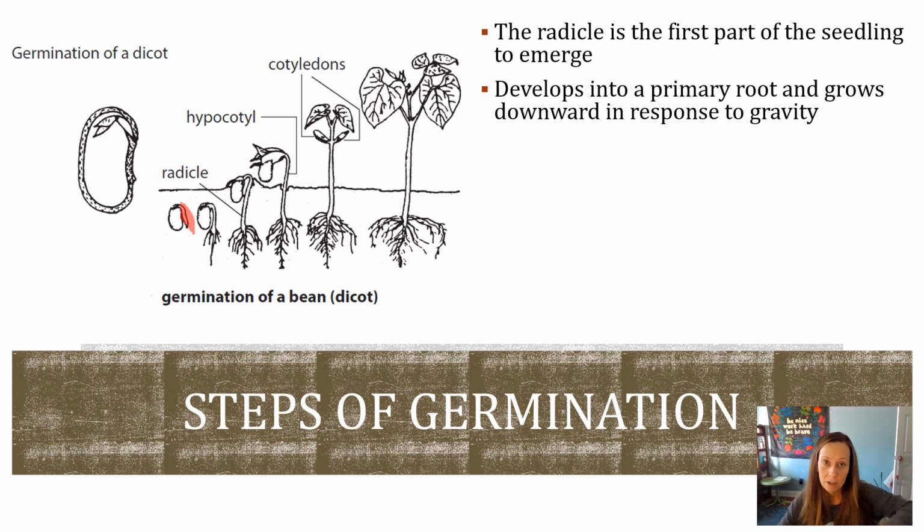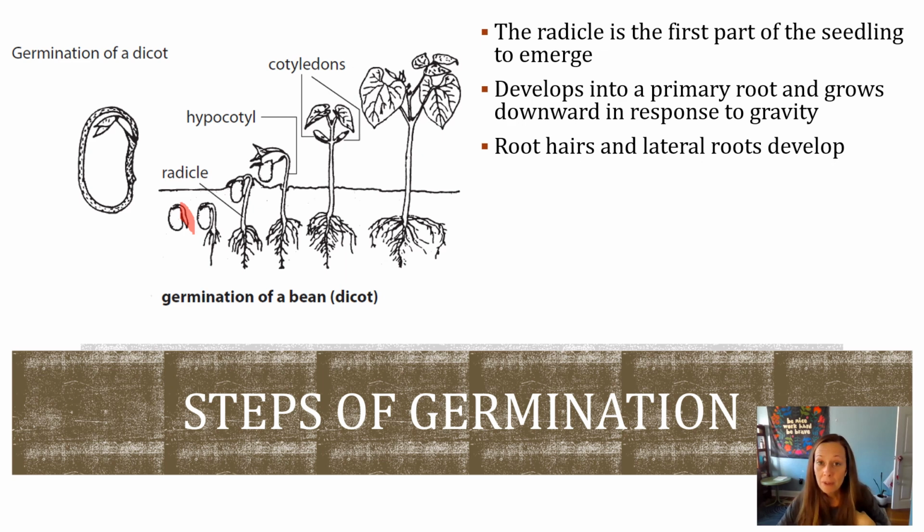It's going to go down, and it becomes the root. No matter how you have the seed positioned, the radicle will always go down. And then from the radicle, you'll have your root hairs, your lateral roots, and the rest of your root system, which is shown in these pictures. Those will develop. So for radicle, I want you to think of the R for radicle and think of root.